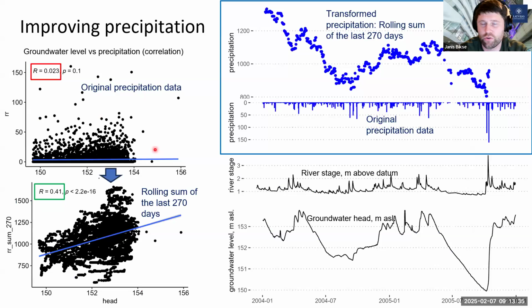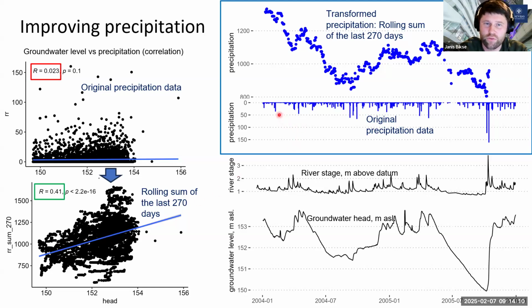So if you are trying to correlate groundwater head with precipitation, we see that there is no correlation if we don't do anything. But if, for example, we use this rolling function, the rolling sums of the last 2070 days, we can see that correlation goes up quite rapidly. And still, it's not the best predictor, but we can see that precipitation in that kind of form is much more useful to predict groundwater levels.